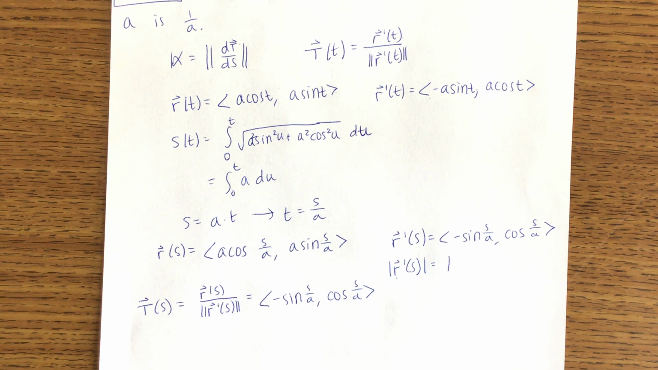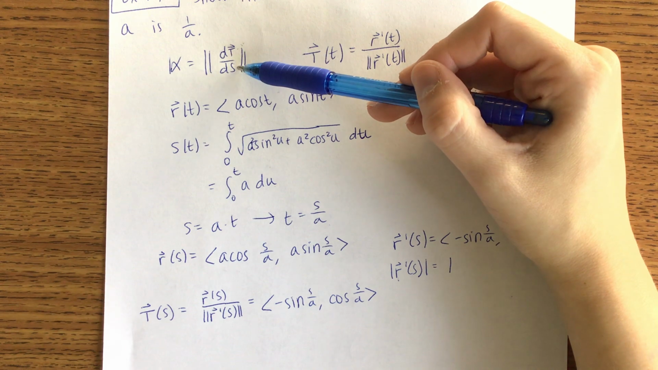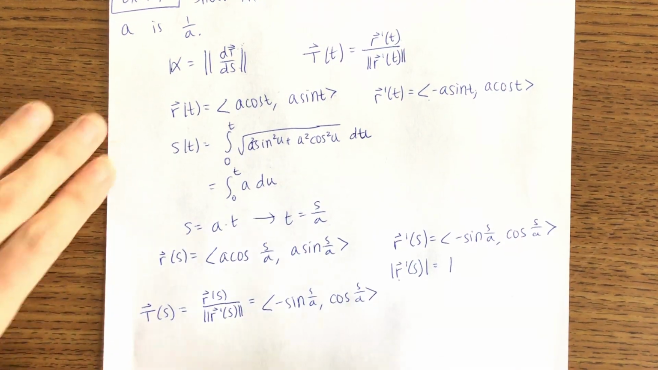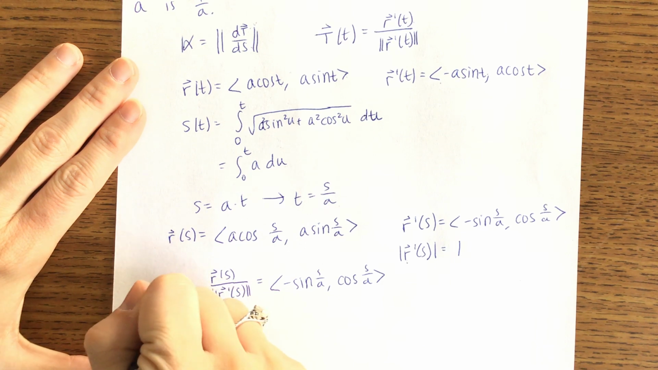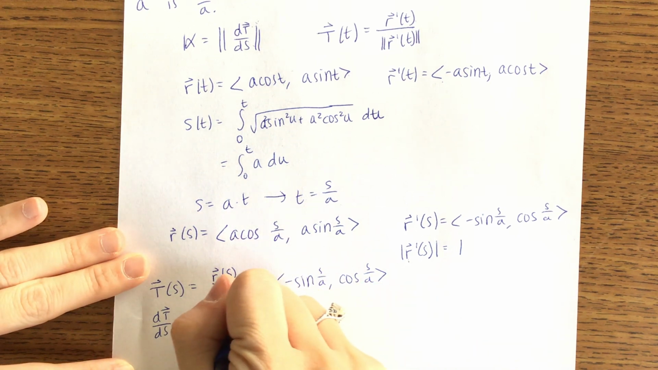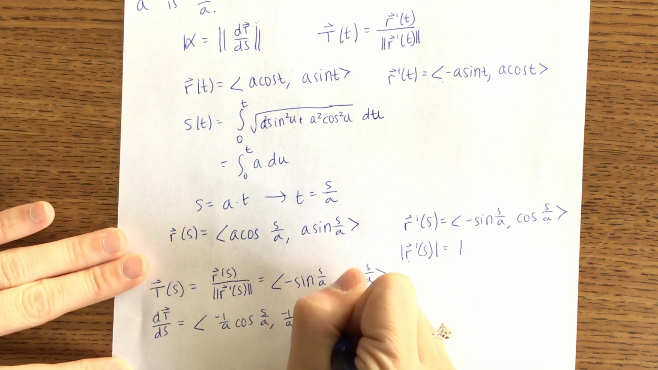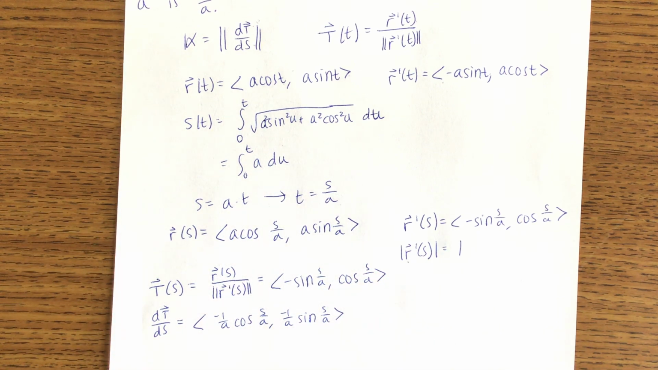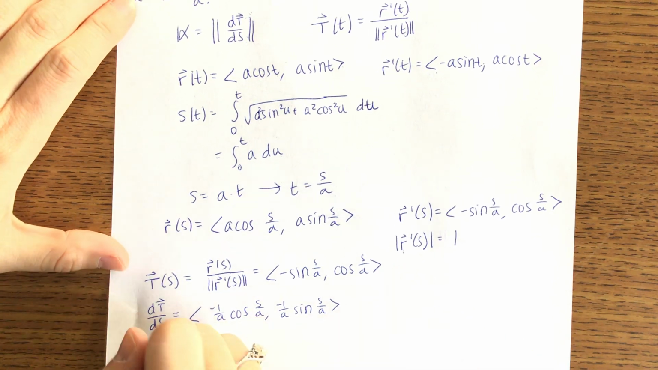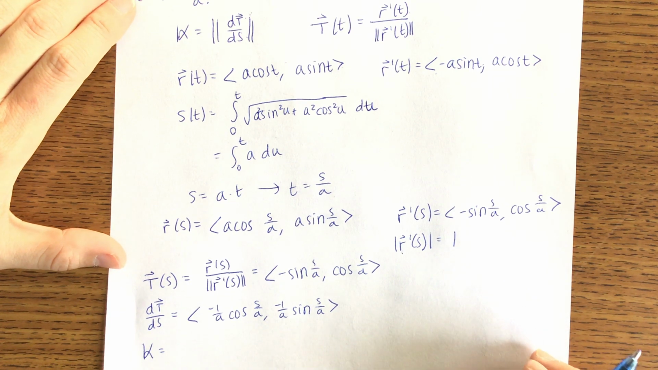Okay, we're still chugging along trying to find curvature. Curvature is the norm when we take the unit tangent vector and differentiate with respect to S. So next thing we're going to have to do is take the derivative with respect to S. Okay, so we get negative 1 over a cosine of S over a, and then negative 1 over a sine of S over a. Okay, we're good? Yeah. Okay, great.